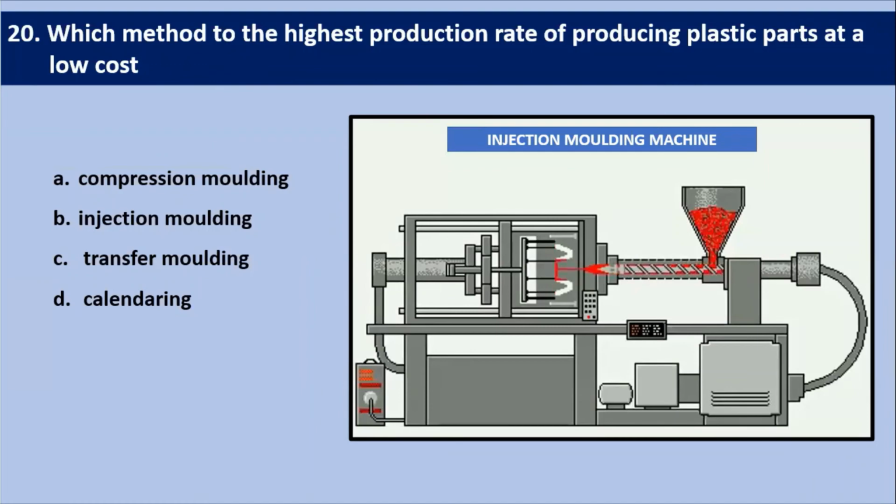Next question. Which method gives the highest production rate of producing plastic parts at a low cost? So injection molding can usually provide a near net shape part faster than almost any other manufacturing process. And the per part processing cost is very low compared to compression molding, transfer molding or calendering. So in this case our answer is injection molding. It means in injection molding, the highest production rate of producing plastic parts at a low cost.